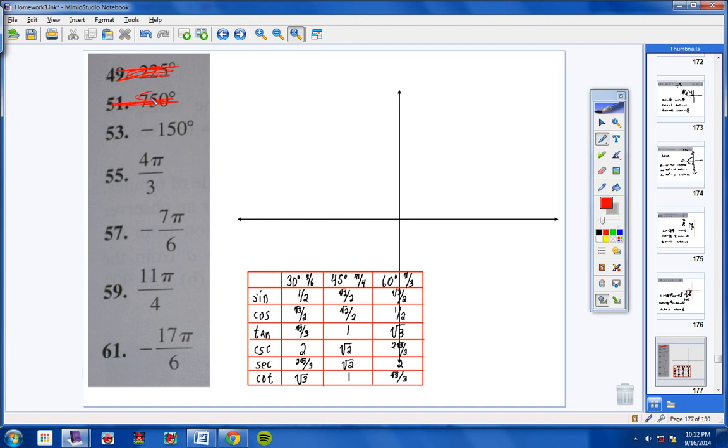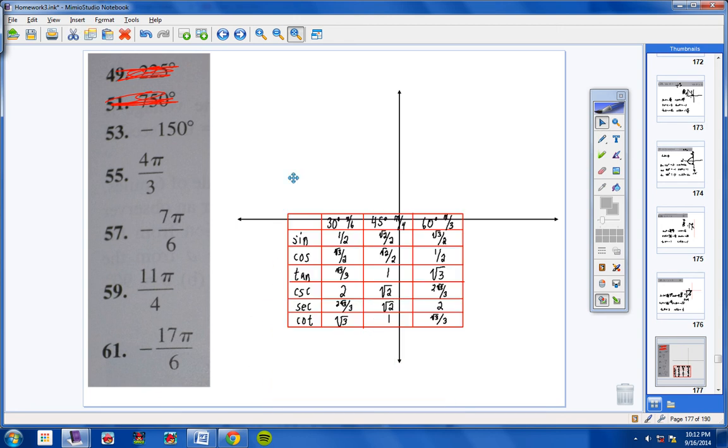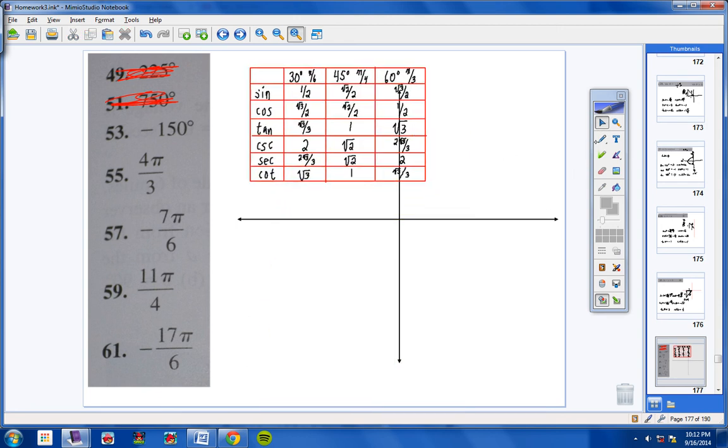Negative 150. Well, negative 150, let's pull this up here. Negative 150 means we'll go this way, and we'll go 90 plus 60 more. So students, please think about that. If I just went 90 plus 60 more, that's 150. Notice the negative 150 means I'm going this direction. So 90 plus 60 is 150, so this little angle left over here on the inside has to be 30. So the reference angle for negative 150 is 30. It's not negative 30, it's just 30.